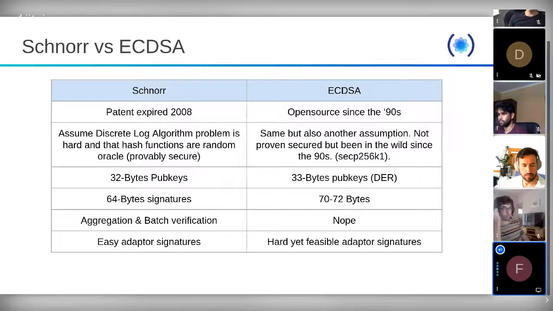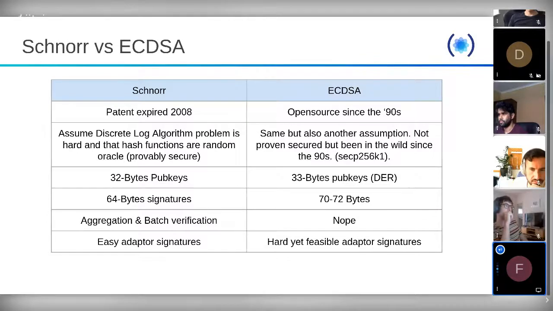Now, in terms of mathematics, what's kind of interesting is that for Schnorr to be secure, only two assumptions are made. One assumption is that the discrete logarithm problem is hard, which is basically your classic curve cryptography assumption: from a private key, it's easy to find the public key, but from a public key, it's hard to find the private key. That's curve math. And that hash functions are random oracles. That means that when you hash data, if you change one bit of the data, then the hash is going to be totally different. So you just assume that.